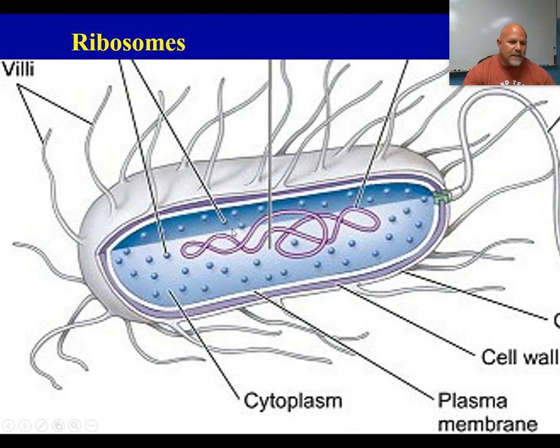Basically what a prokaryote is made up of is a cell wall, a cell membrane, some ribosomes on the inside, and a loop of DNA. And a lot of times it'll have flagella or cilia to help it move around.